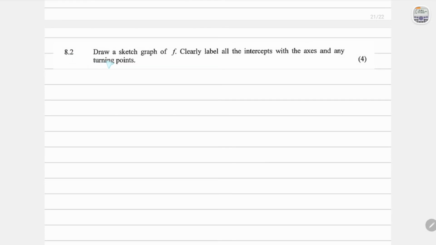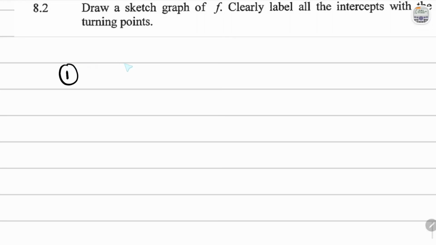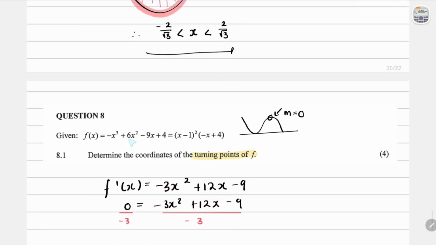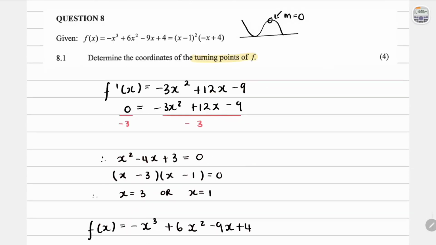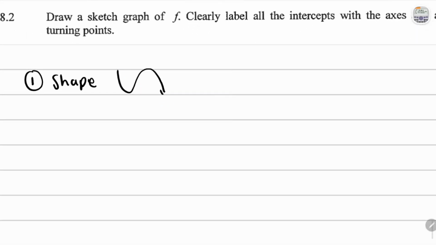Question 8.2 says, draw a sketch of the graph of f. Clearly label all intercepts with the axes and any turning points. Okay, so we can just follow some steps here to draw this graph. So first, let's consider the shape of the graph. Now, if it has a negative in front of the ax cubed, that a value, then it's going to look like a backwards n, just more curved. So we already know the shape. We know that it looks something like that, okay?